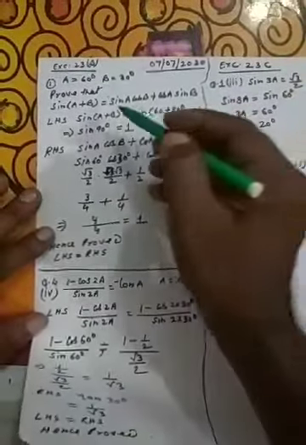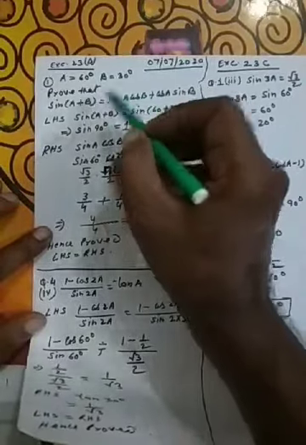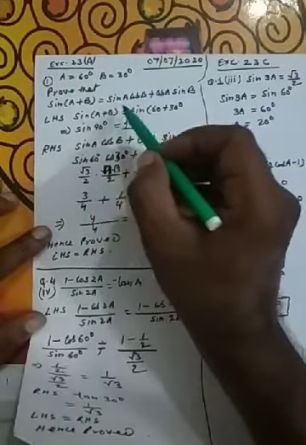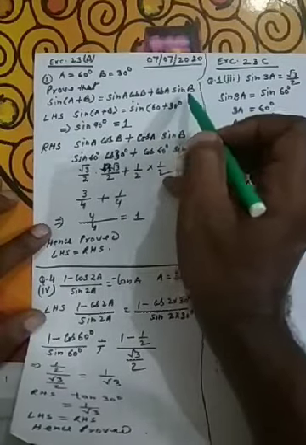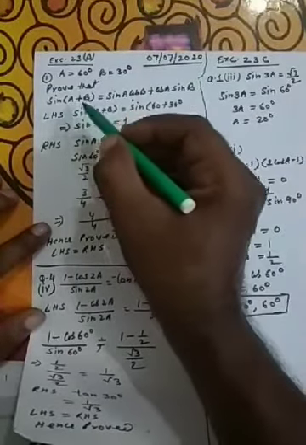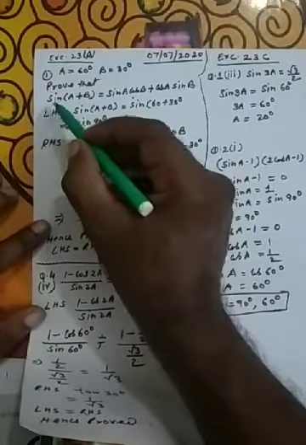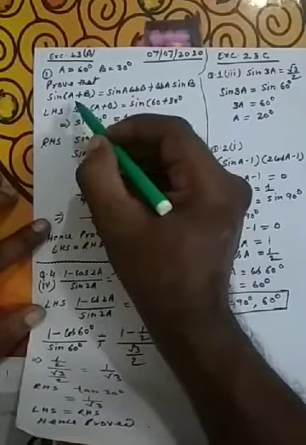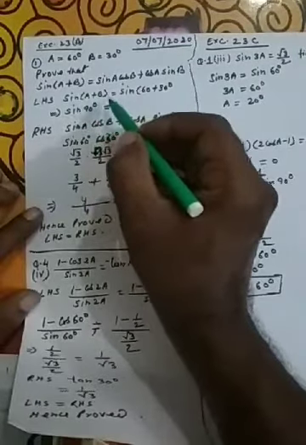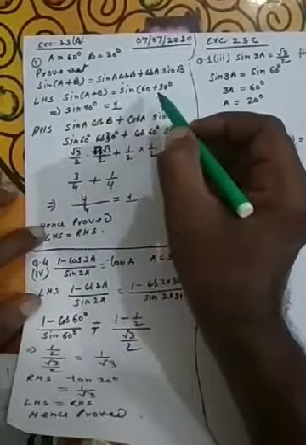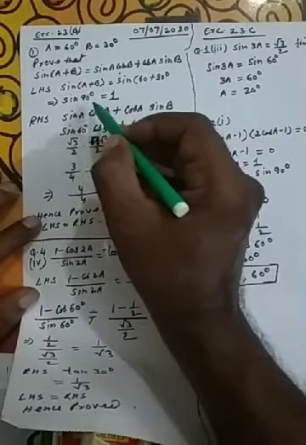Exercise 23A, question number 1. A is equal to 60 degree, B is equal to 30 degree is given. Prove that sin(A plus B) is equal to sin A into cos B plus cos A into sin B. In the same way, as you did in the previous exercise, take the left hand side. Left hand side is equal to sin(A plus B). Put in the value of A and B, that is sin(60 plus 30 degree). Now that will become sin 90 degree, which is equal to 1.